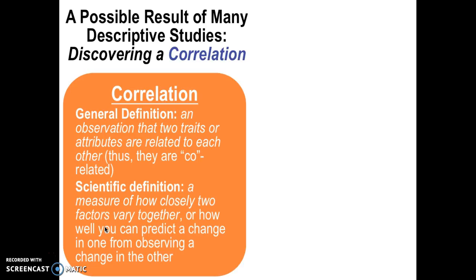All right, so let's talk about correlations. A possible result of many of these descriptive studies is to find a correlation. Now, you guys have heard of correlations when you did statistics. Correlations are just an observation that two traits or attributes are related to one another. So, they are correlated, all right? The scientific definition is a measure of how closely two factors vary together. So how well can you predict a change in one by observing a change in another?